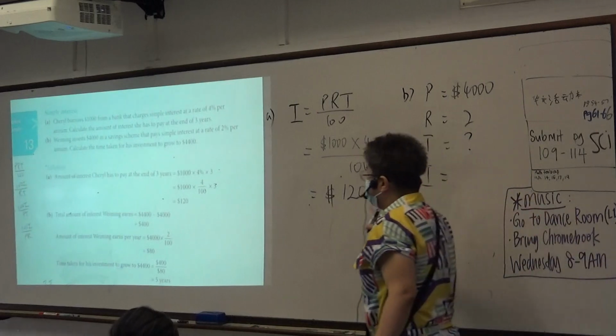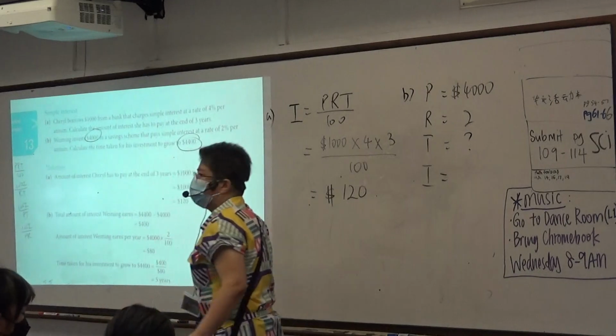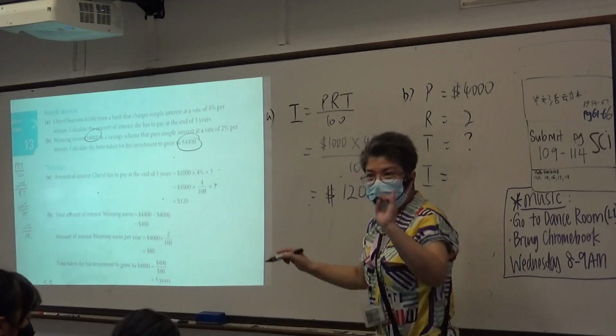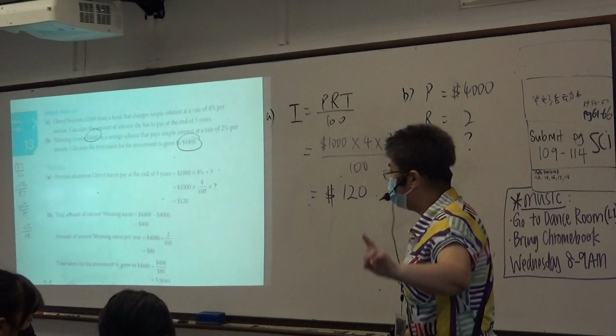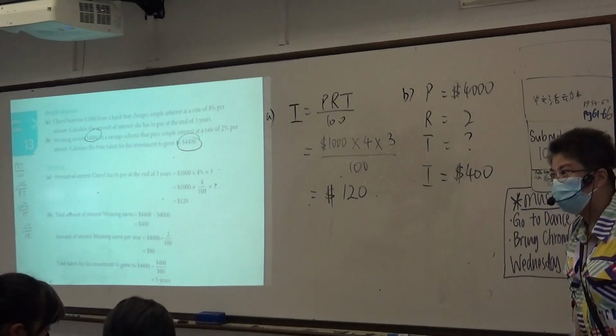Okay? Now, what about the interest? Now, you must be careful. From this to grow to this, the interest is how much? 400. It's not 4,400. You understand? It must minus off. So, this is $400. Are we clear? Are we clear?